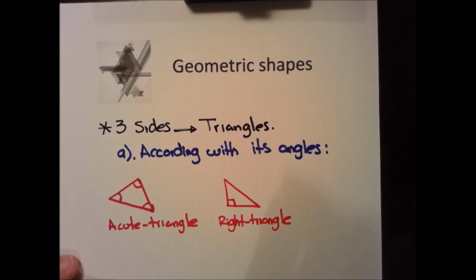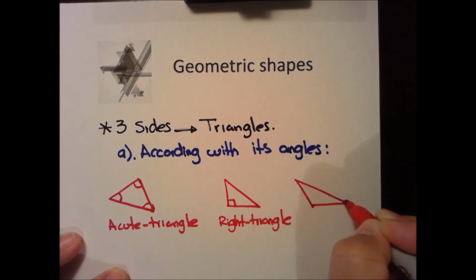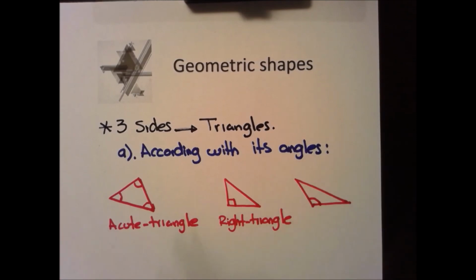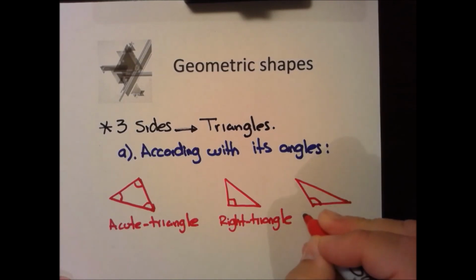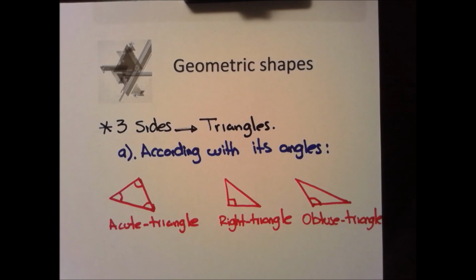And finally, we're going to have a triangle like that one, but as you can see, we have here a particular angle that is more than 90 degrees and less than 180. And the angles that are between 90 degrees and 180 are going to call obtuse. So in that case, this triangle is going to be called obtuse triangle. Okay, and this is the classification according with its angles.